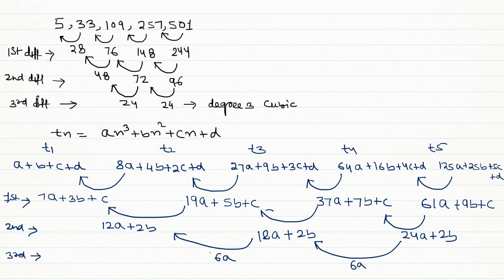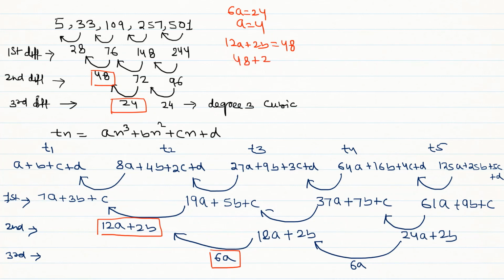Let's compare the terms. The number at the bottom is 6a and the number over here is 24. So if I write them together, 6a is 24 gives me a as 4. In this case, 12a plus 2b can be compared with 48 from here. Now since a is 4, it has to be 48 plus 2b is equal to 48. So this gives you b is equal to 0.